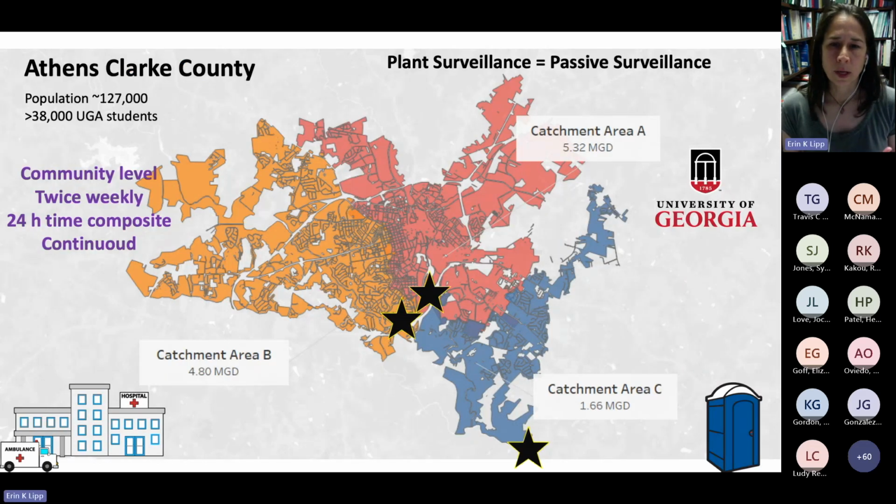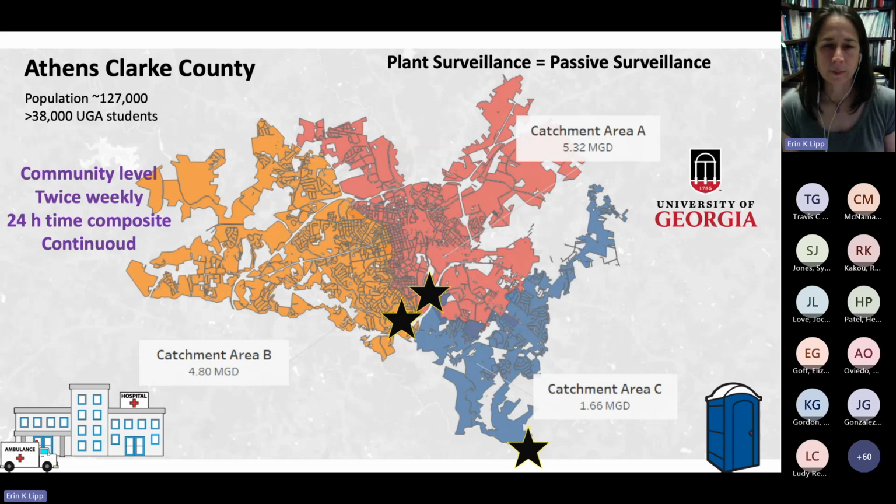So just to give you an idea of what a sewer shed looks like, I'll give you Athens, Clarke County, which is where we are in UGA. The entire county has a population of about 127,000 people. We have 3 water reclamation facilities, so we've listed those as catchment area A, B, and C. They have different sizes. Catchment area A is our largest. It generally takes in about 5.3 million gallons of sewage per day. The area includes University of Georgia, downtown Athens, and some industry in the northern part of Athens.